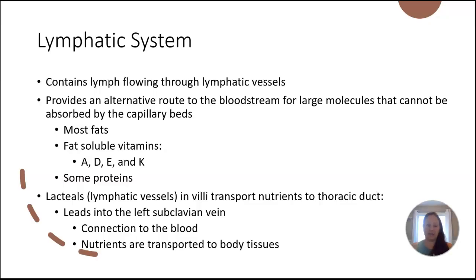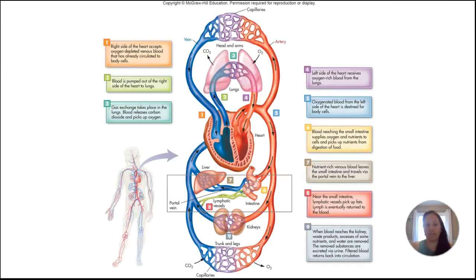These lacteals will again pick up these fat-soluble compounds and then transport those substances into something called the thoracic duct, which will eventually lead to the left subclavian vein, which is part of the cardiovascular system. So again, eventually these substances make it into the bloodstream. They just don't follow the same route. They're not going to the liver first. Nutrients, after they make it into your bloodstream, again, they're going to be transported throughout your body.